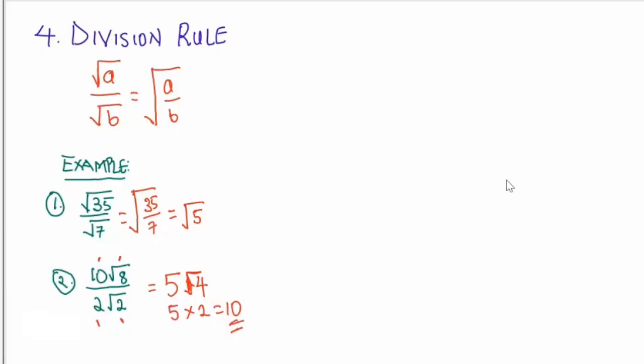So it's just very basic. Play with your whole numbers as whole numbers, then play with your surds as surds.